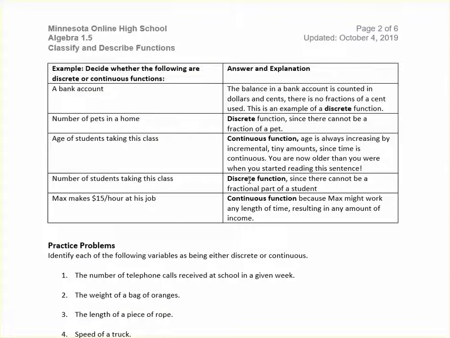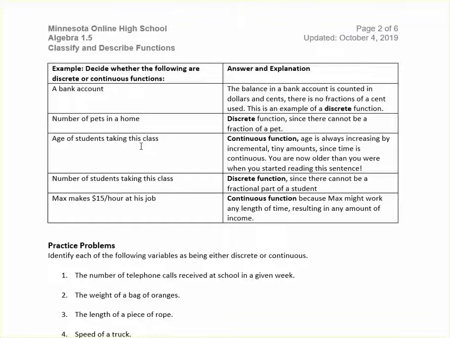These are some example problems of how to decide whether you have a discrete or continuous function. A bank account. In their explanation, they said that it's counted in dollars and cents, not fractions of a cent, so it would be discrete. Number of pets in a home, we talked about that one.